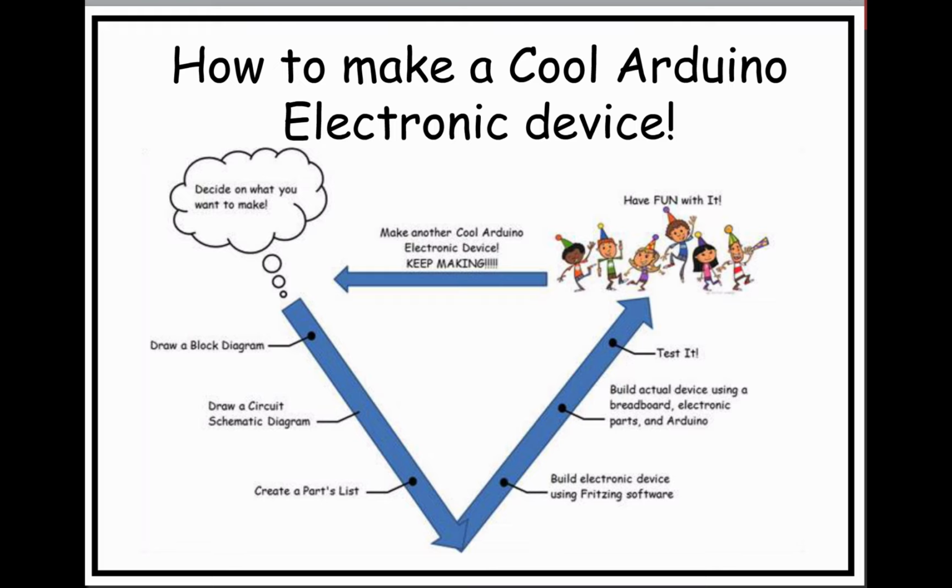So once you have that, then the last thing that you're going to do, what you see right there, is you're going to have fun with it. Okay, and that's the cool part, is you get to share it with people. As you play with it, people will give you suggestions on how to make modifications. That's the creative process. And if you notice, there's an arrow that's going from the side of where you have fun with it to deciding on what you want to make. And that's where you keep making.